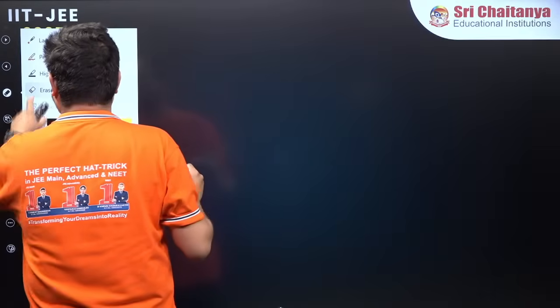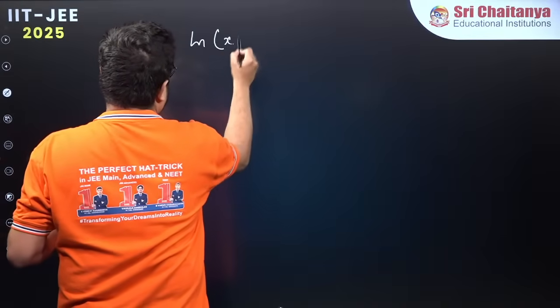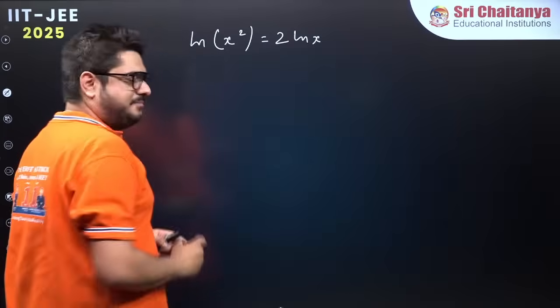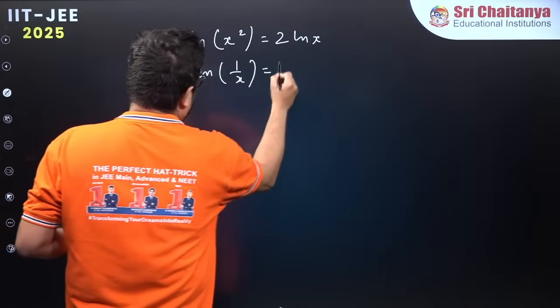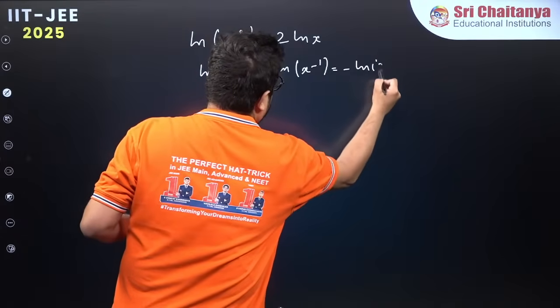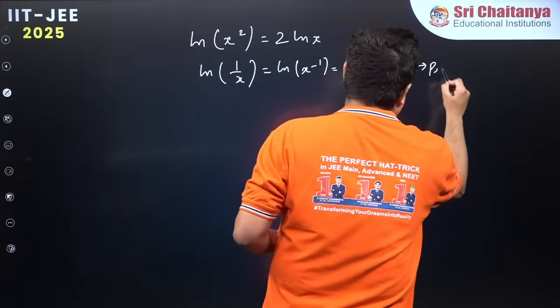So everyone, I can write down that ln of x squared can be written as 2 ln x. Similarly, ln of 1 by x we can write as ln of x to the power minus 1, and it can be written as minus ln x. So these are nothing but certain properties of log.